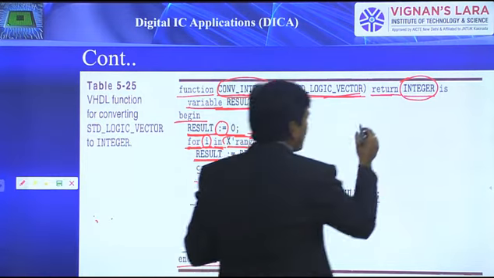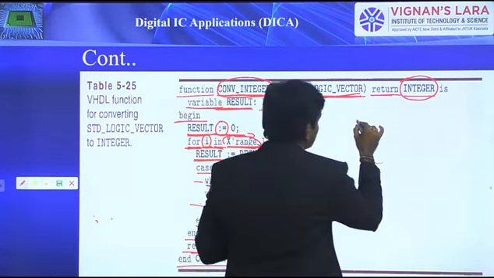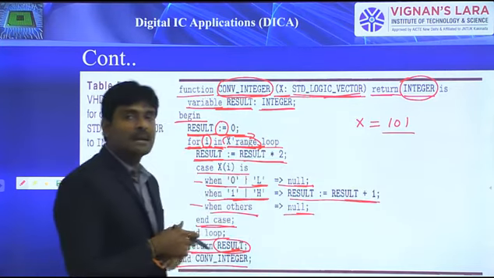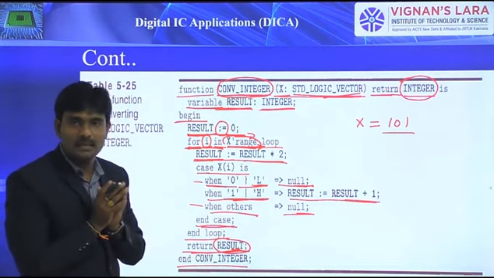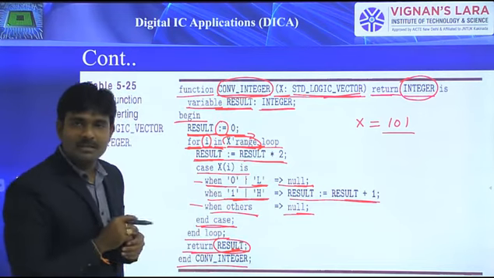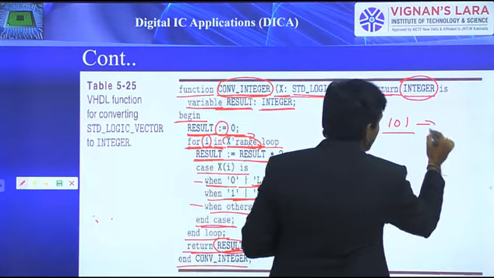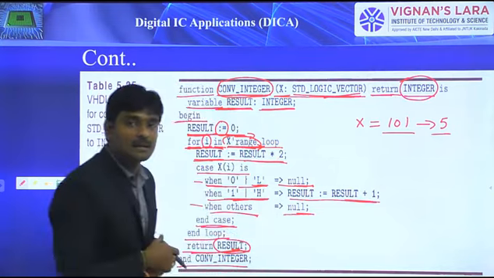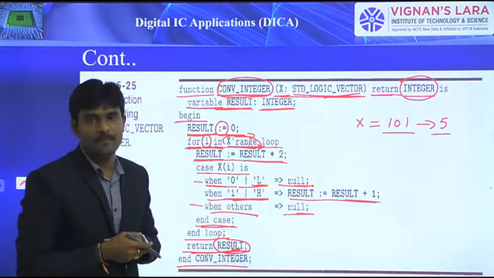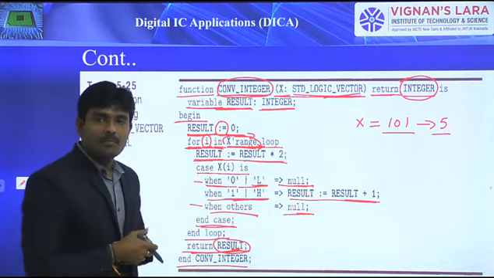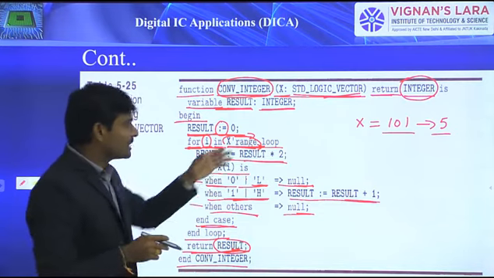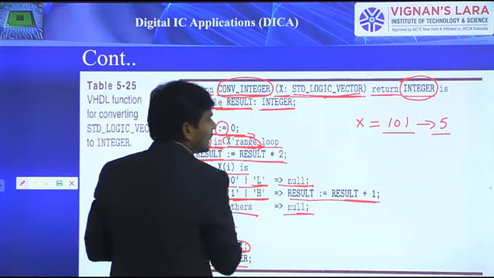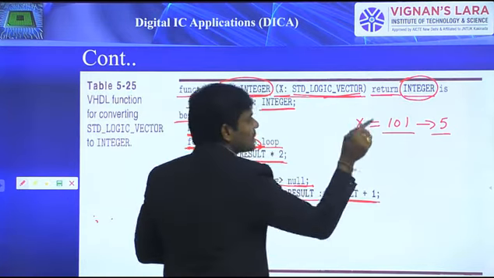Suppose I give input for that as 1 0 1. So that is the binary sequence I applied as input. Then the output I am supposed to get is 1 0 1, nothing but 4 plus 1. This program needs to generate an integer value equal to 5. Anyway, we will verify based upon this program whether you are able to get that 5 or not.